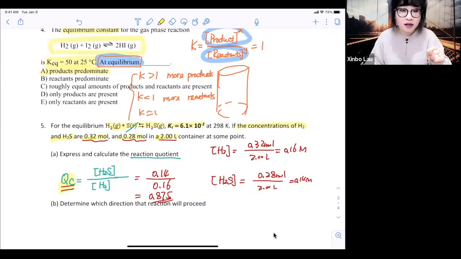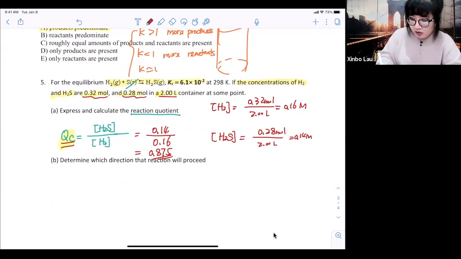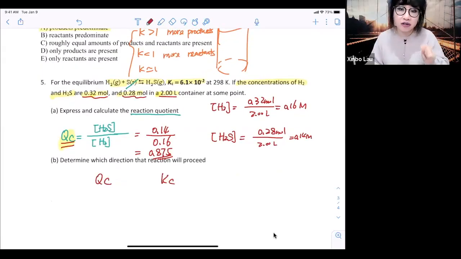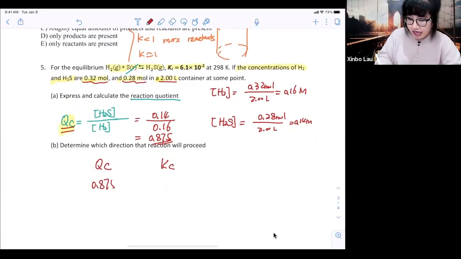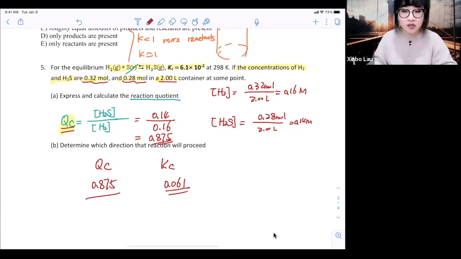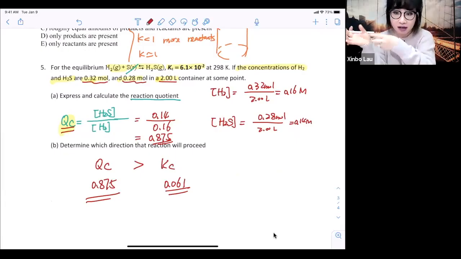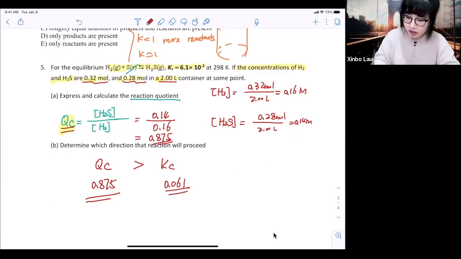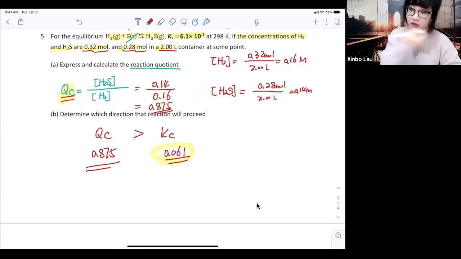For this type of question, we need to compare Kc and Qc to determine which way the reaction goes. Qc is 0.875, and Kc is essentially this number. Which one's bigger? Qc is bigger than Kc, which means you passed it. At this moment, you have more of the products. It's going to go the reverse way to reach equilibrium. So when Qc is bigger than Kc, the reaction goes to the left, or reverse, whatever words you want to use.